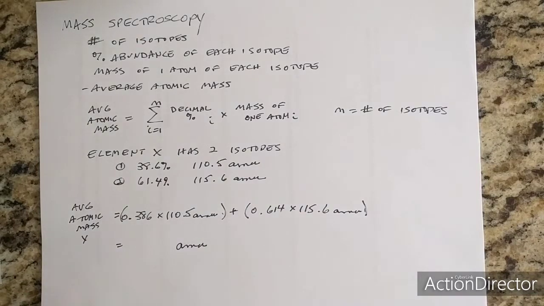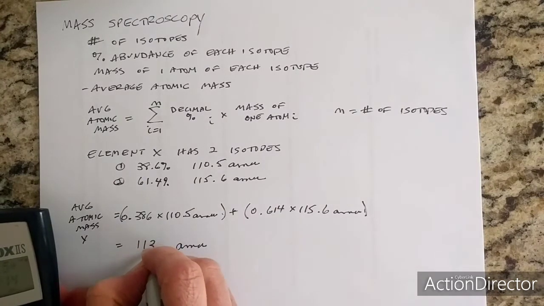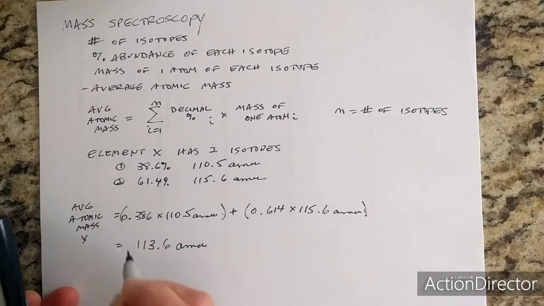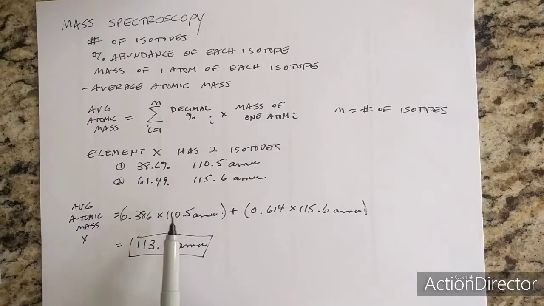So let's see what we get. 0.386 times 110.5 plus 0.614 times 115.6 equals... all right, take that out of scientific notation, and we get 113.6 atomic mass units. So no one atom in the sample has that mass. Some have this mass, some have that, but the weighted average is 113.6.